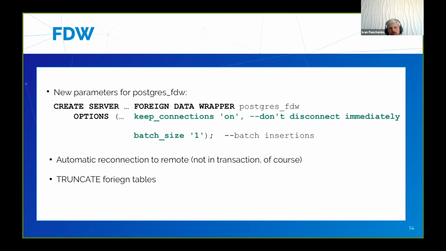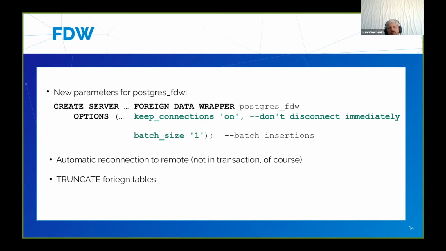Another new option is batch size. It makes Postgres send inserts to a foreign table in batches. By default, it sends them one by one, but you can increase the number and send the inserts, for example, in 100 or 1000 inserts at a time. So all this allows you to work with foreign servers in a more optimal way.